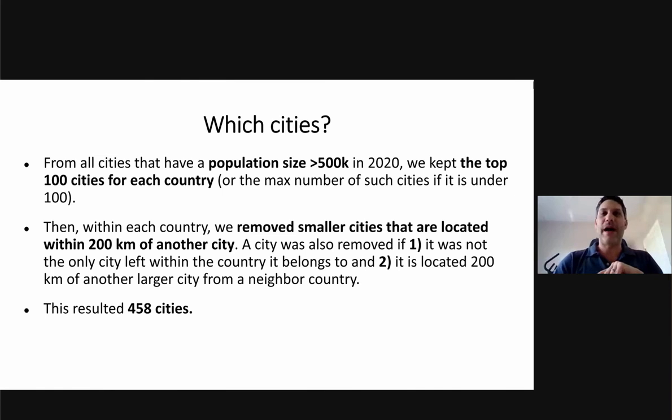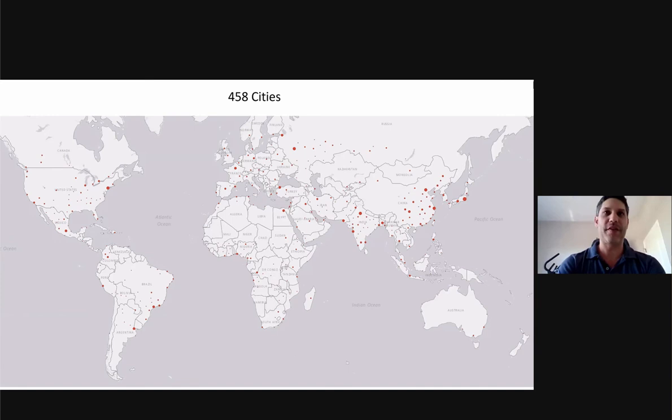From all cities that have a population size greater than 5,000 K in 2020, we kept the top 100 cities for each country, or the max number of such cities if it's under 100. Then within each country, we removed smaller cities that are located within 200 kilometers of another city. A city was also removed if it was not the only city left within the country it belonged to, and it is located within 200 kilometers of another city in a neighboring country. This resulted in 458 cities, and this is what they look like distributed across the globe. So we have pretty good coverage.